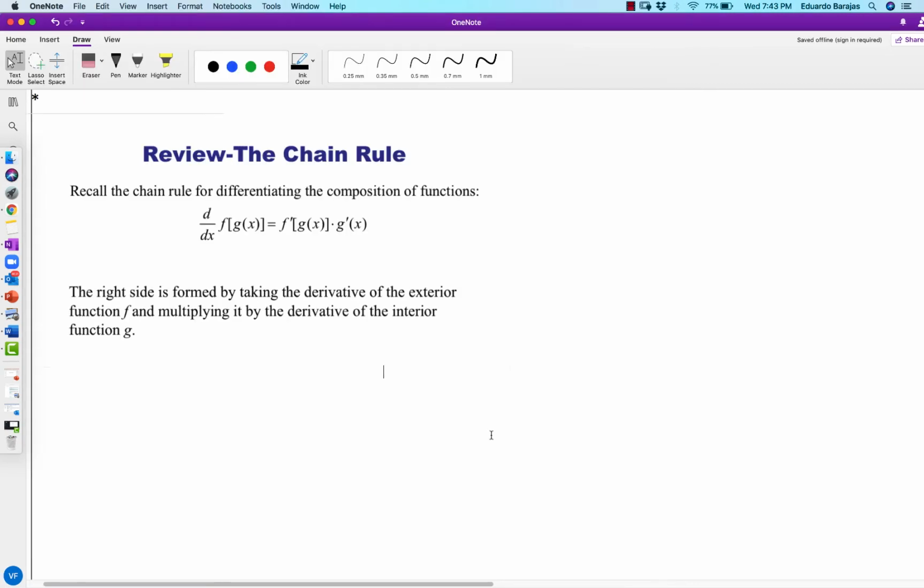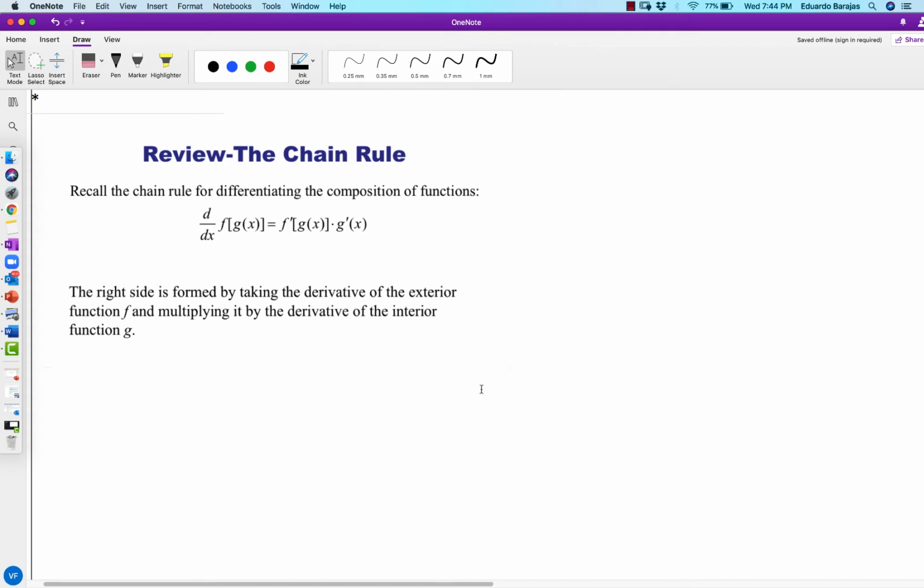Okay, so if you recall back from Chapter 3, this was our chain rule. If we want to take the derivative of a composition of functions, f composed with g, then the chain rule tells us that the derivative is equal to the derivative of f evaluated at g times the derivative of the g function, right? So the derivative of a composition of functions is formed by taking the derivative of the exterior function, f in this case, evaluating it at g of x, then multiplying it by the derivative of the interior function, g of x.